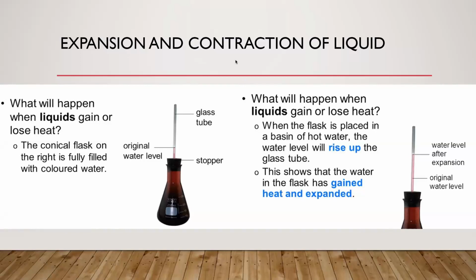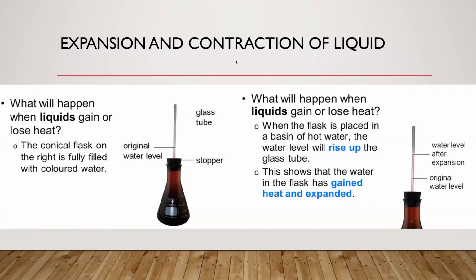Same theory when we talk about putting the conical flask in a basin of cold water. When you put the conical flask in a basin of cold water, the water in the flask loses heat to the surroundings, because heat always travels from a hotter place to a colder place. So the liquid in the conical flask loses heat to the surrounding cold water and contracts. The water level in the tube falls because of contraction.